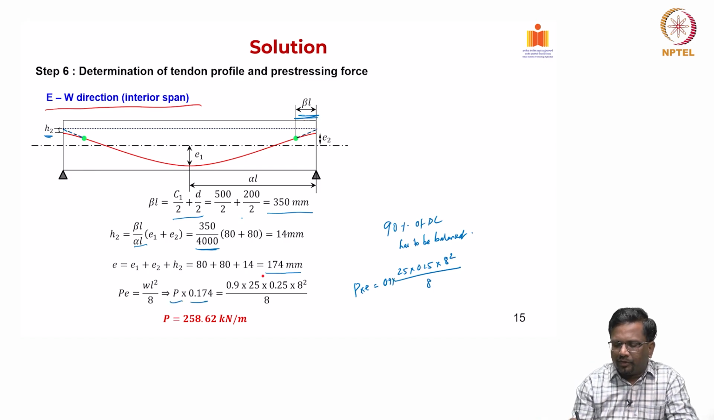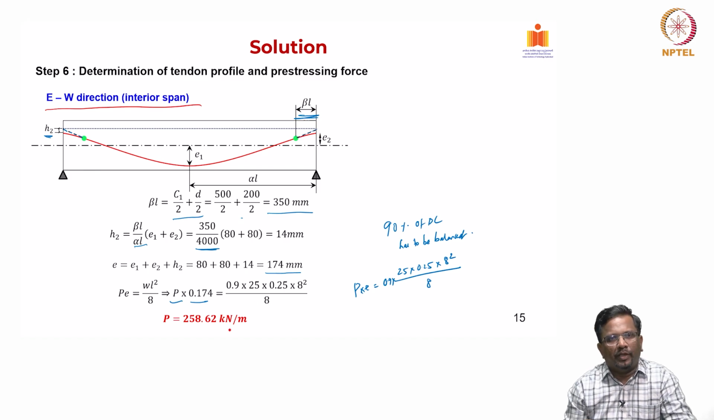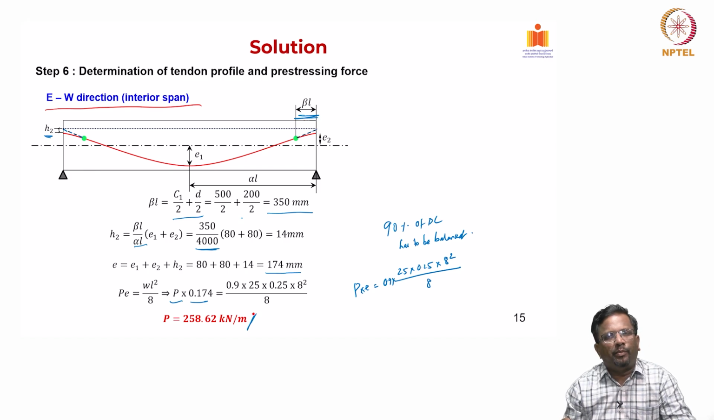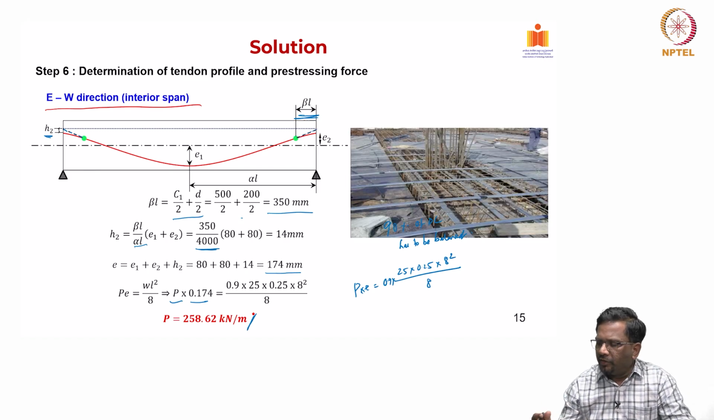P into eccentricity, which is 174 millimeter, should balance 90% of the self weight. So if you back calculate, I need 258.6 kilonewton per meter, right. That is the pre-stressing force that is required for the east-west direction to balance 90% of your dead load, right. Again, this is the picture that tells you why did we do this, you can see here the cable profile. It is always going to go like this and come and then come.